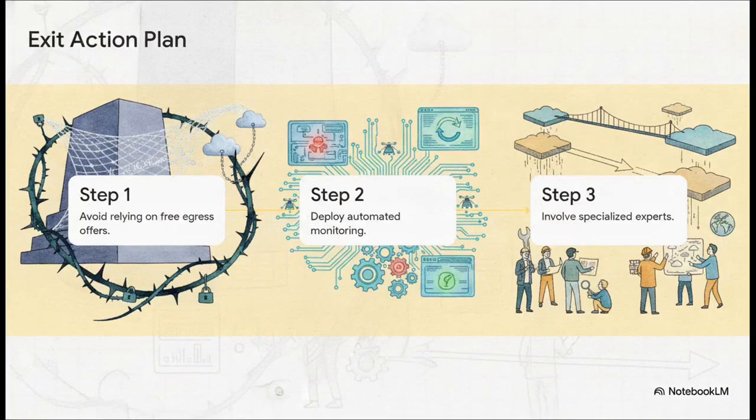So let's distill this into a clear action plan. Step 1, do not fall for the free egress traffic gimmick. Free data movement doesn't magically fix the underlying architectural lock-in. Step 2, get those automated assessment tools deployed so you have real-time visibility into your dependencies. And step 3, bring in specialized, truly independent experts whose only job is to architect cross-cloud portability so you know your systems can actually be moved if push comes to shove.